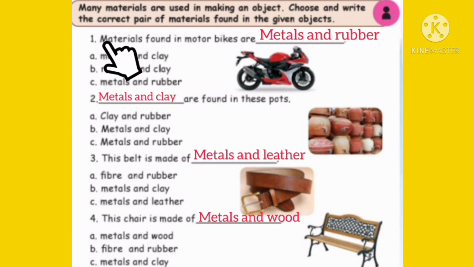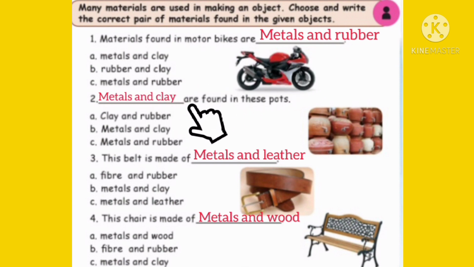Come on. First one. Materials are found in motorbikes. See this motorbike. What are the materials found in this bike? First one, metals and clay. Is this correct? No. Rubber and clay. Is this correct? No. Next one, metals and rubber. This is the correct answer. Metals and rubber. Metal and rubber is the correct answer.